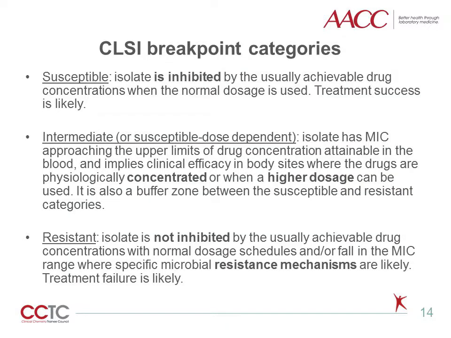There are three categories of breakpoints as defined by the CLSI. A susceptible isolate is inhibited by the usually achievable drug concentrations when the normal dosage is used. Treatment success is likely. An intermediate or susceptible dose-dependent isolate has an MIC approaching the upper limits attainable in the blood and implies clinical efficacy in body sites where the drugs are physiologically concentrated or when a higher dosage can be used. It is also a buffer zone between the susceptible and resistant categories.